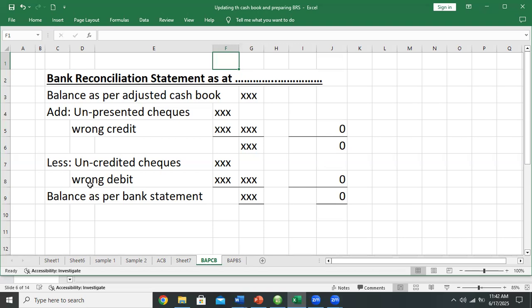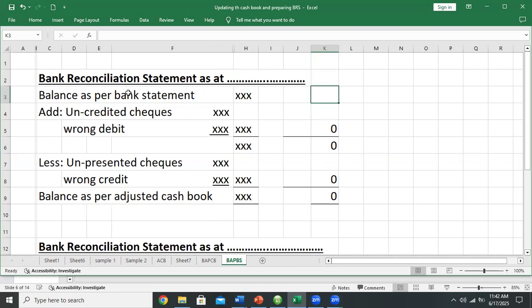Why am I saying so? If you want to start with your balance per the bank statement, then it's the reverse of this one, right? It's the reverse of when you start with the adjusted cash book. So that one, if you start with the balance per the bank statement, you add uncredited checks and you less what? Unpresented checks. So you can learn one format and manipulate it to get the other. Okay.